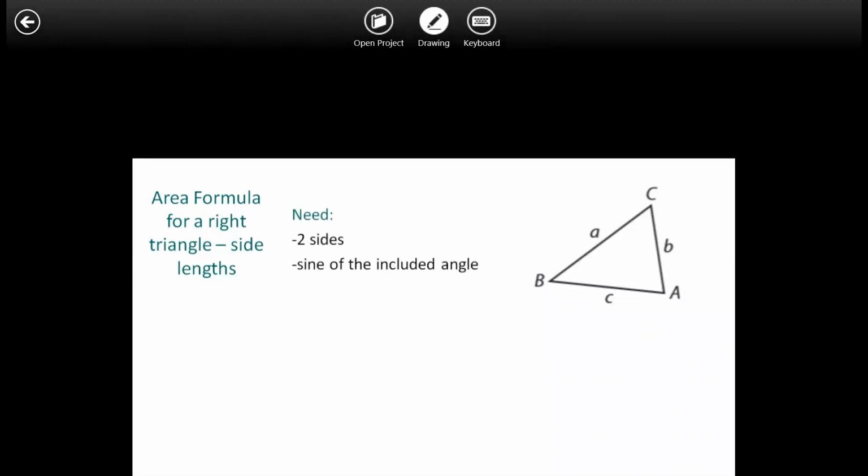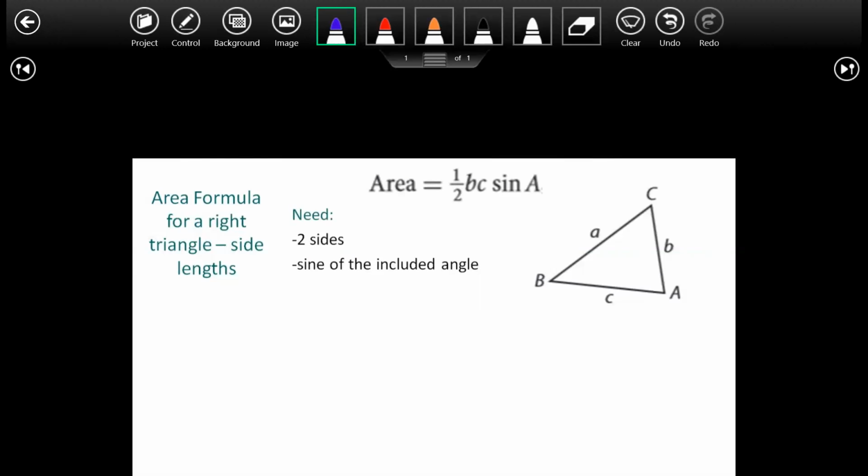What we basically need is two sides and the sine of the included angle. If you have color markers with this one, I would highly recommend you show this one here. If we're talking about this, we basically get the following equation. The area of the triangle will be half the length of B and C times the sine of A. And we're going to look at just different angles. We have pretty much three of them that we can use with this one.